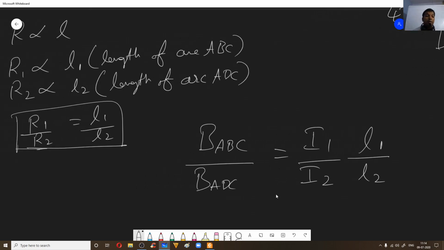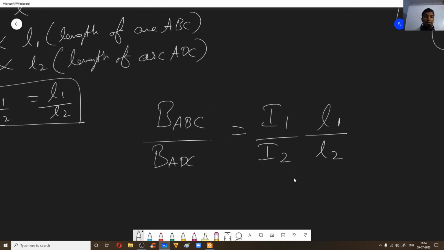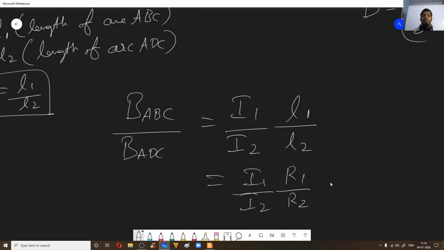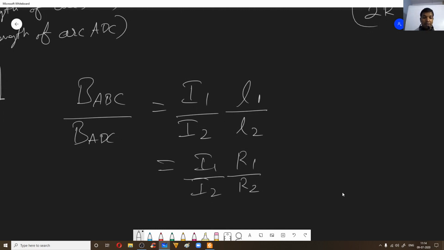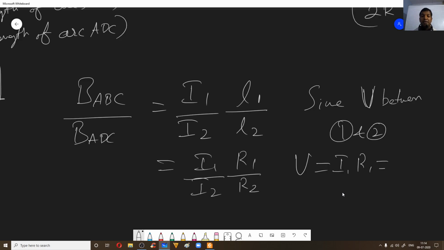Now what is L1 by L2? I can write L1 by L2 as R1 by R2, right? So I1 divided by I2, then this is R1 by R2, right? Now we know that I1 R1 tells you the potential difference, so that is the voltage between the first 2 points, the points where we connect the battery, right? So V is equal to I1 R1, that is also equal to I2 R2. This is what you will get in terms of electrical resistance.